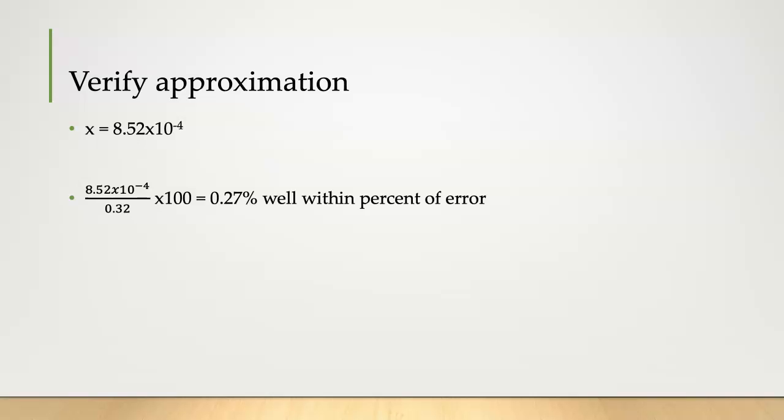And you should always verify your approximation. So you should get 8.52 times 10 to the minus 4 and divide that by your initial concentration of 0.32. Times that by 100 to get a percentage. So you get 0.27%, which is well within a percent error of 0.5%. Using this, you know that you can use that x as a good approximation.